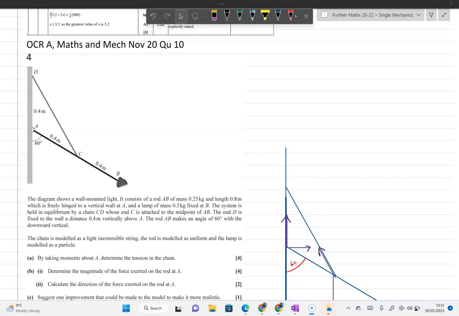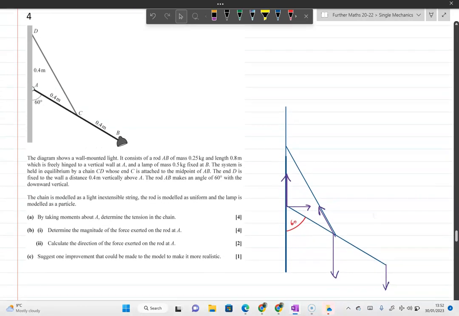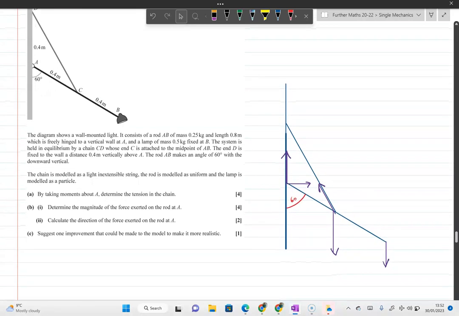Hello, in this video I'm going to go over an OCR maths mechanics problem about moments. It's about a wall-mounted light. It's given us all the information. It's like a modelling question. It tells us various things.